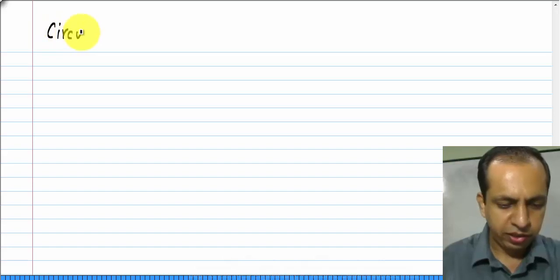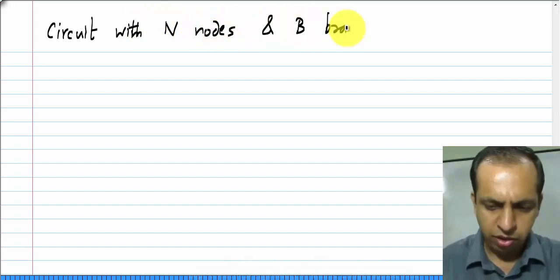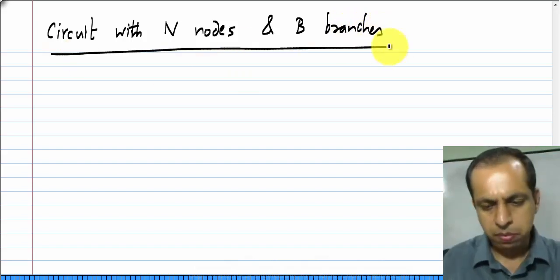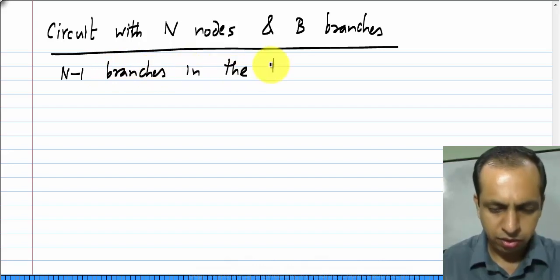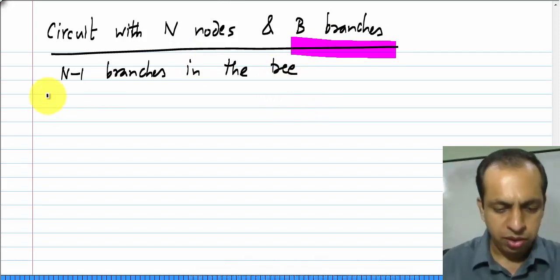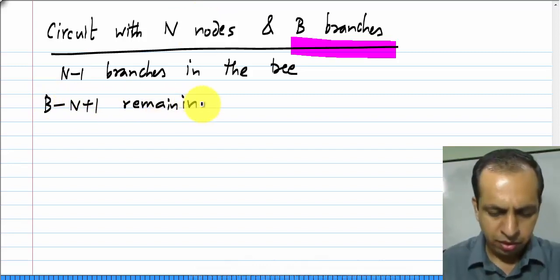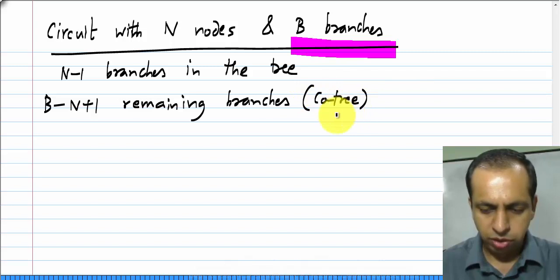So, we have a circuit with n nodes and B branches, and a circuit with n nodes will have n minus 1 branches in the tree. Now, out of B branches, if you take out n minus 1, we will have B minus n plus 1 remaining branches, which is also called the co-tree.